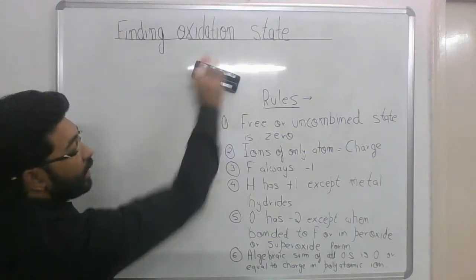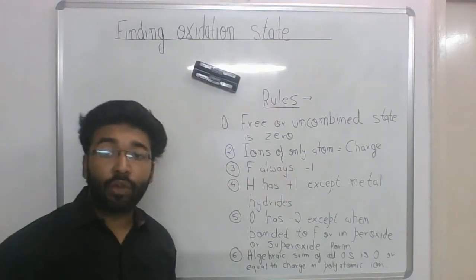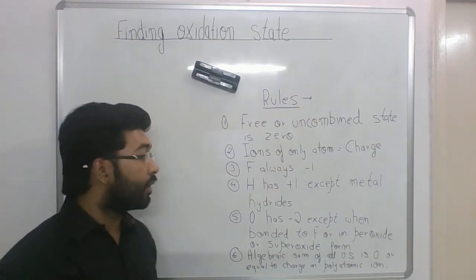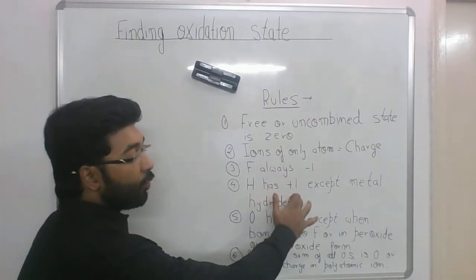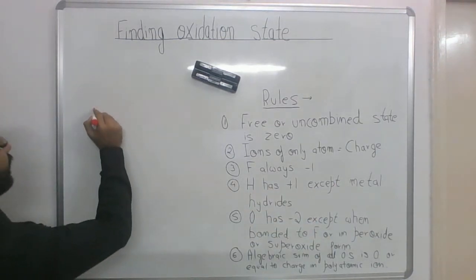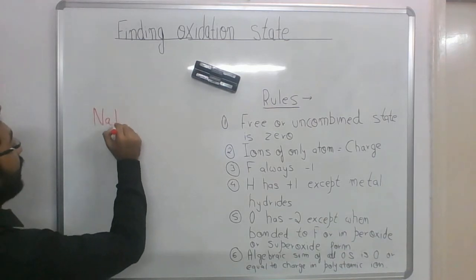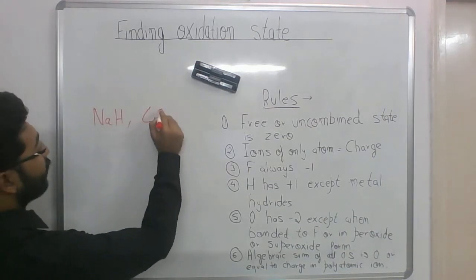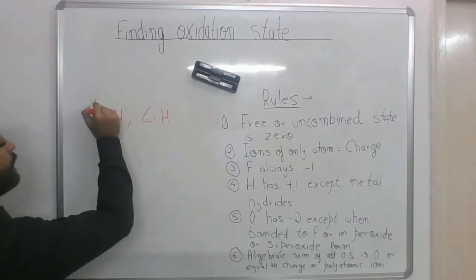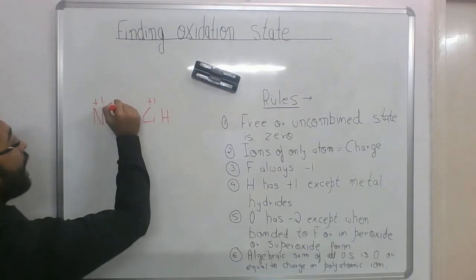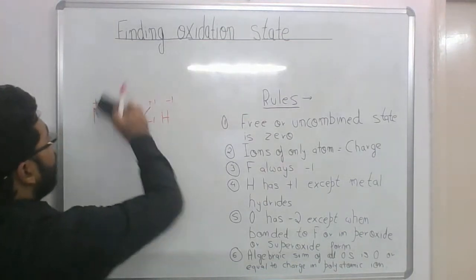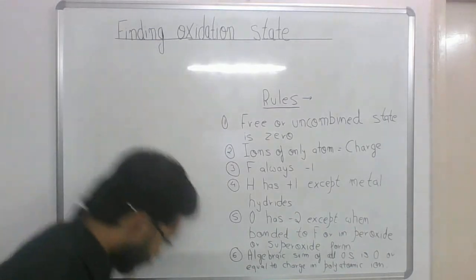Okay, now let's go to the third part. Fluorine, being the most electronegative element, will always have an oxidation state of -1, no matter whom it is bonded to. Hydrogen has +1 except in metal hydrides. For metal hydrides, we have cases like sodium hydride, NaH, or lithium hydride, LiH. In such metal hydride compounds, the metal comes with the state of +1 and hydrogen gets the oxidation state of -1.